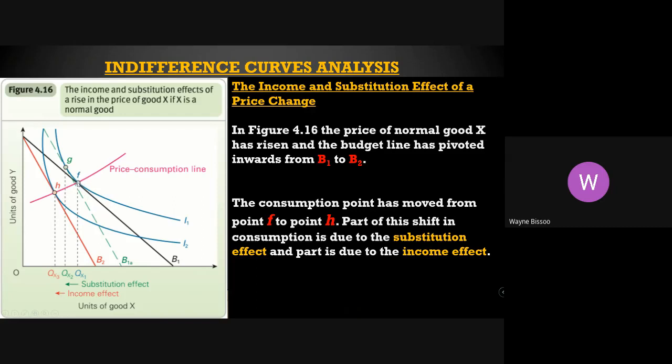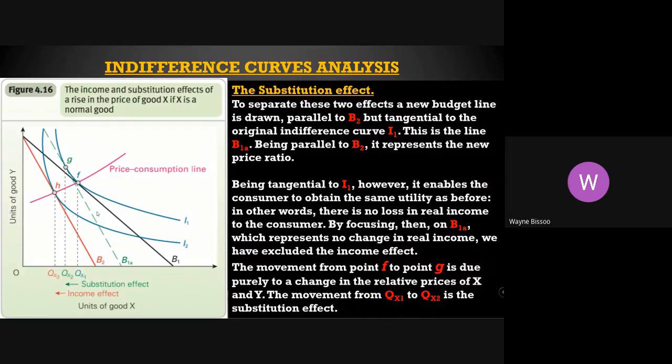So we initially started at F, and then we went to this point H here. The movement from here to here is caused by an income effect and a substitution effect, and we want to distinguish between the two. To separate these two effects, a new budget line is drawn parallel to B2, but tangential to the original indifference curve I1.